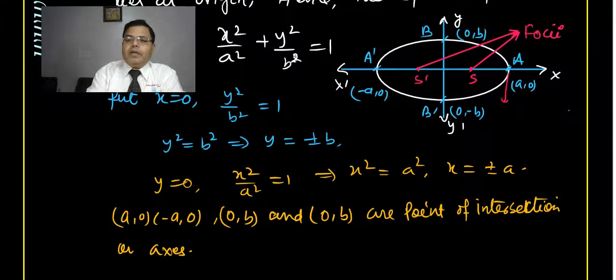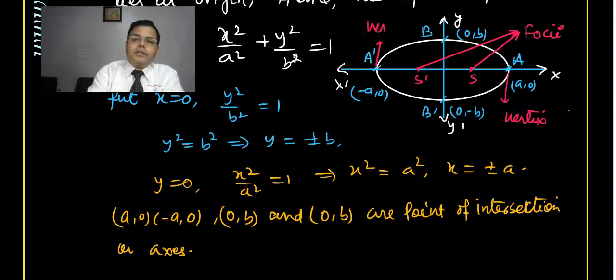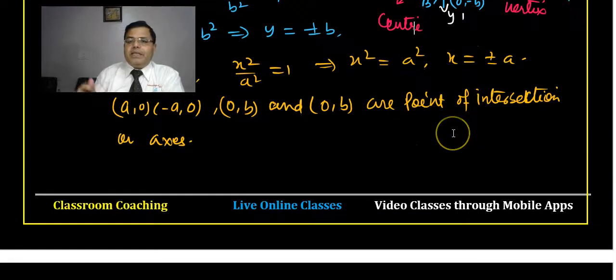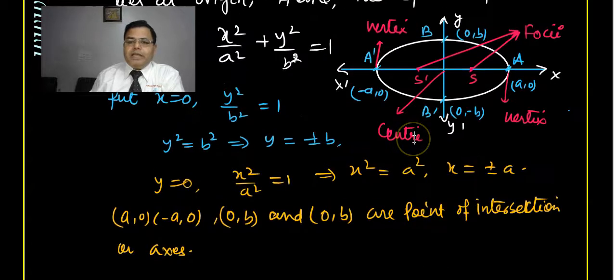This is called vertex. This one is also called vertex. This one is called center. So these are the things. Here, the concept of minor axis and major axis.